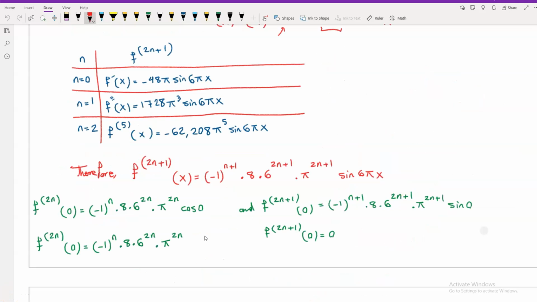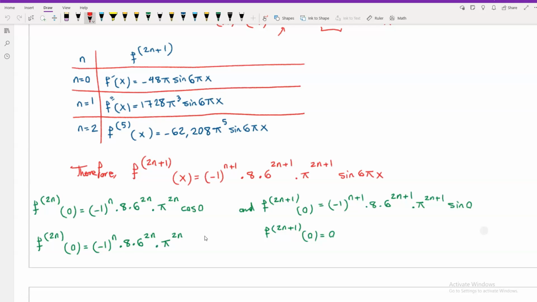Now finding pattern for odd derivatives. Here we have first derivative, third derivative, and we have fifth derivative. So based on what we have here on this board, this is equal to negative 1. So again, I use negative 1, but here in this case, power is n plus 1 instead of n. So for even derivative, we used same pattern. We have 8 multiplied by 6, but here for this part, power instead of 2 times n is 2 times n plus 1. And for pi, instead of 2n, power is 2n plus 1. And then multiply by sine 6 pi x.